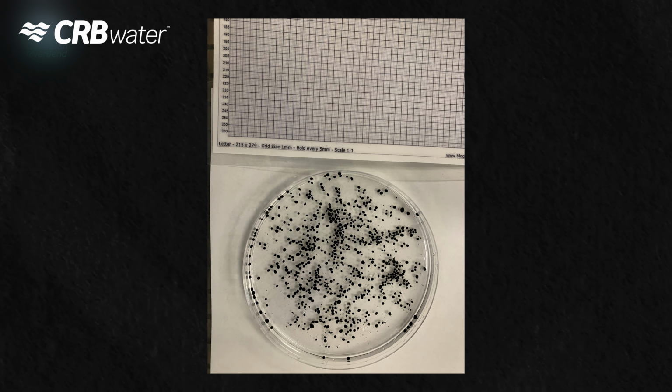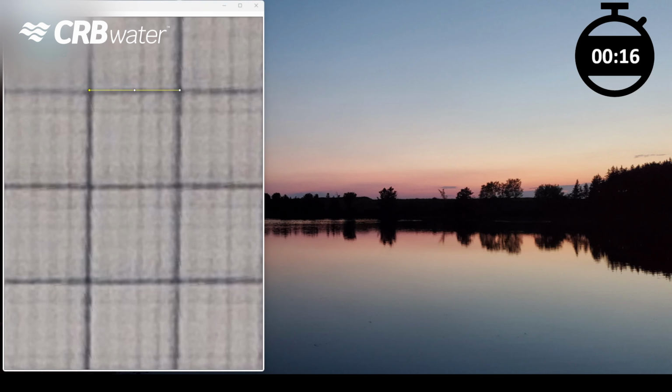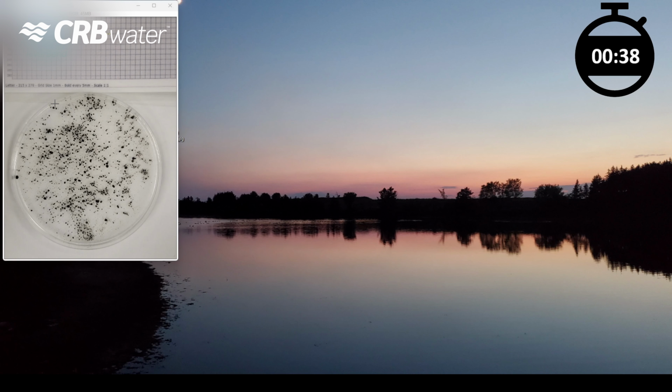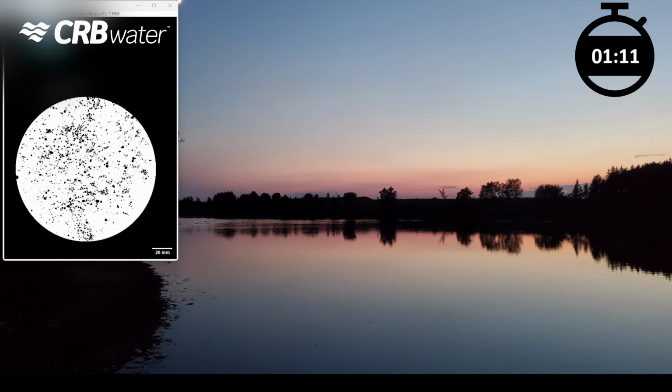CRB Water's laboratory dilutes granular sludge samples at a predetermined rate and then takes pictures of these samples in a petri dish. These pictures are then used for particle size analysis. This analysis identifies granule particles from the sludge in the picture and measures the cross-sectional area of those granules using image analysis tools. This data for cross-sectional area of each granule is collected for each sample.